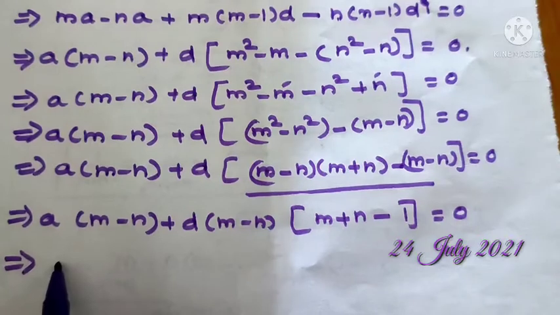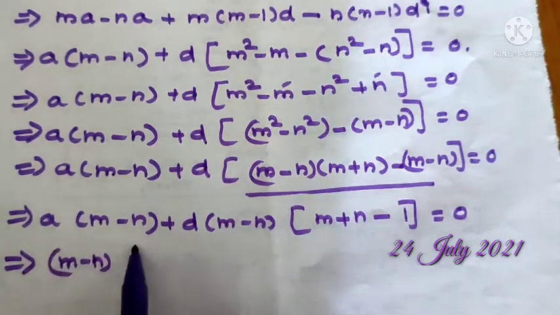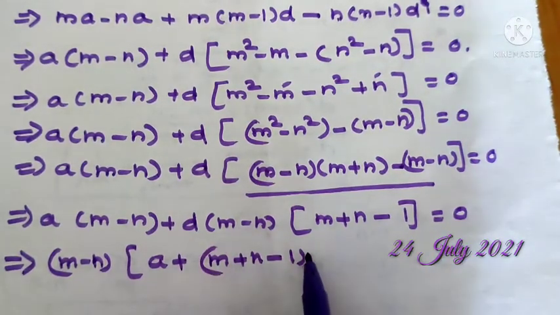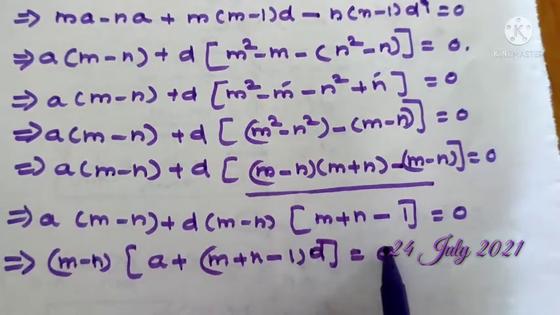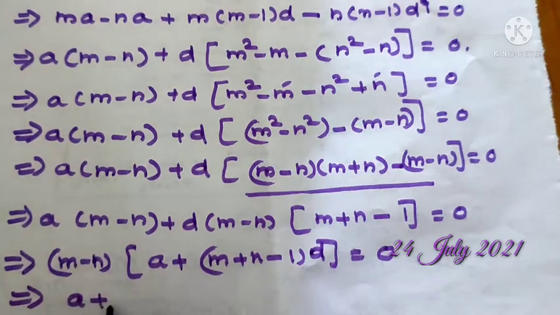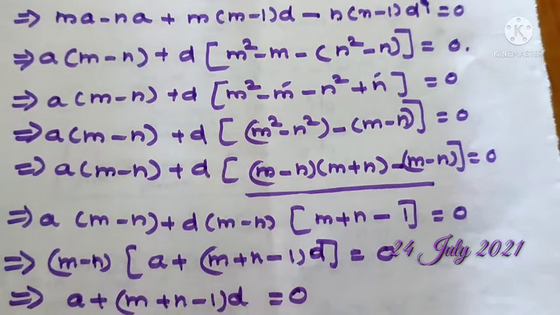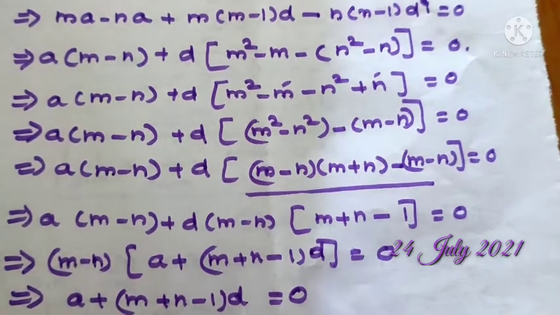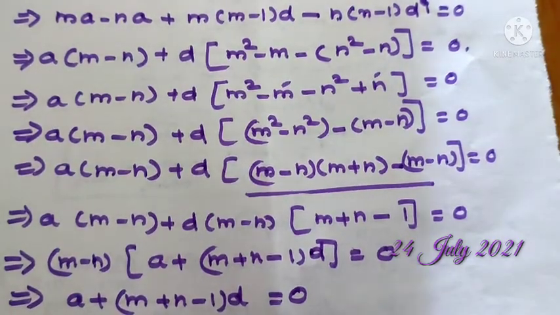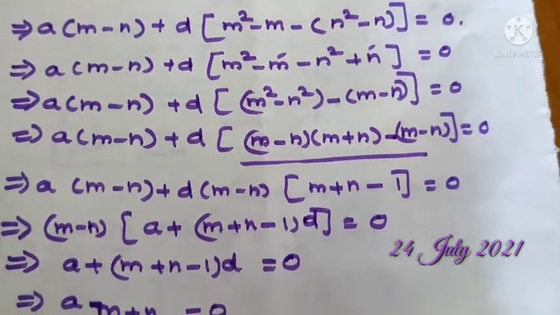Now we are taking the common factor (m - n). So (m - n) into [a + (m + n - 1) into d] equal to 0. m - n I am taking to that side. So a + (m + n - 1) into d equal to 0. If I write this as a + (m + n - 1)d, it is a_(m+n), equal to 0. So we proved.